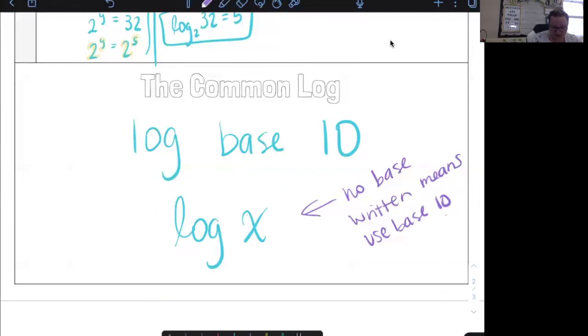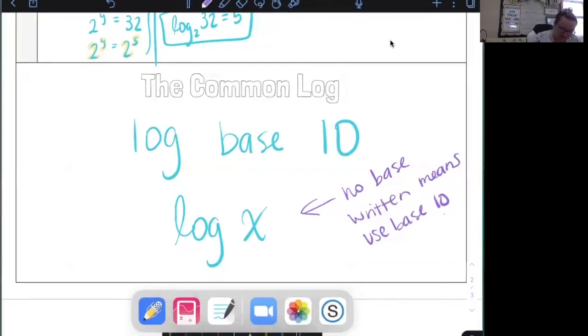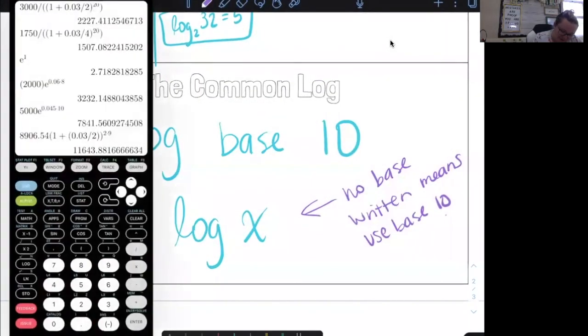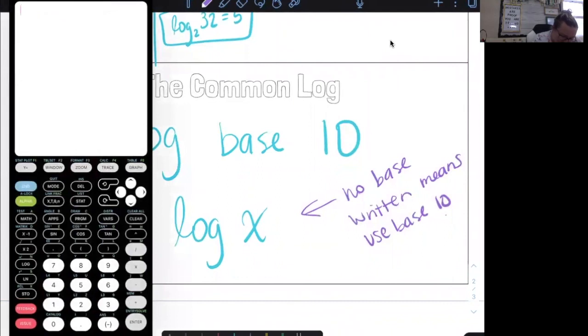So if you were to look at your calculator, if you have a calculator, hopefully, why can't I open my calculator app? Hang on. There we go. So if I look at my calculator, it says log of whatever, the log of 100, for example. There's no base written. So what base is my calculator using? My calculator is using log base 10. So that means that the log base 10 of 100 should be 2, because 10 to the second is 100.